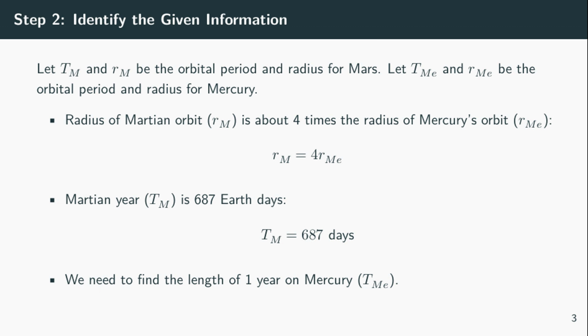Next, let's identify the information that's given to us in the problem. We'll use Tm and Rm for the orbital period and radius of Mars, and we'll use TMe and RMe for the orbital period and radius of Mercury. The problem tells us that the radius of the Martian orbit Rm is about 4 times the radius of Mercury's orbit RMe. So Rm equals 4 times RMe. We're also told that a Martian year Tm is 687 Earth days. And what we need to find is the length of 1 year on Mercury, which is TMe.